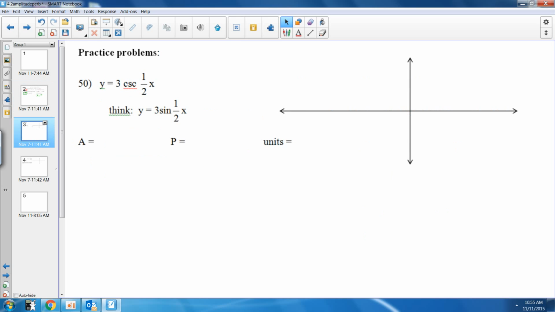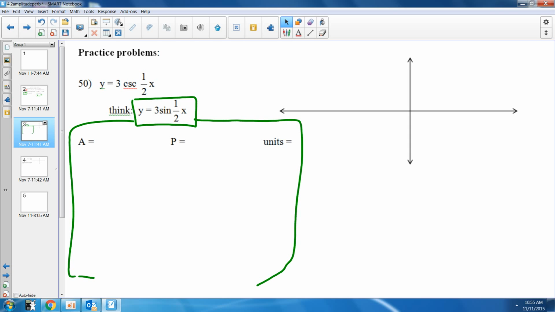Y equals 3 cosecant 1/2 x. Do the same exact thing as you did yesterday. Instead of graphing this, we're going to think about graphing the sine graph. I'm going to put my dashes in, and then I'm going to graph the reciprocal function cosecant x off of it. All of this data right here is going to be off of y equals sine 1/2 x.